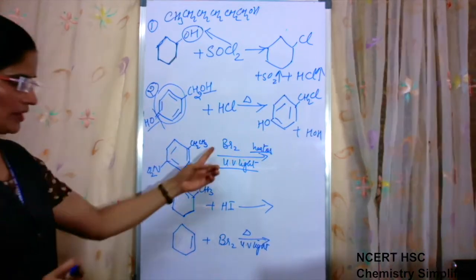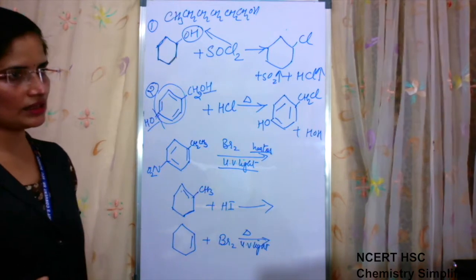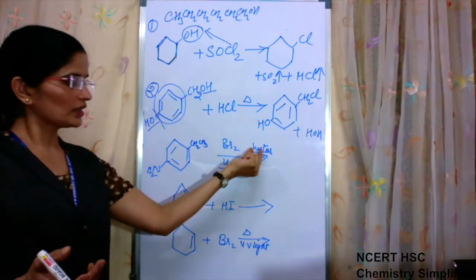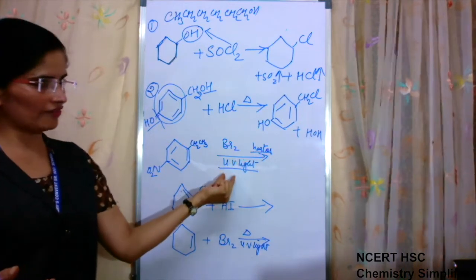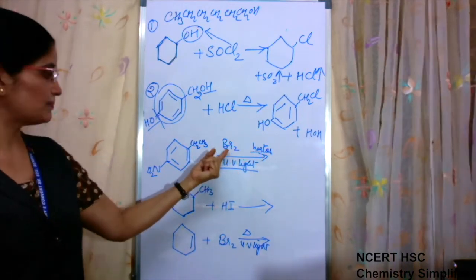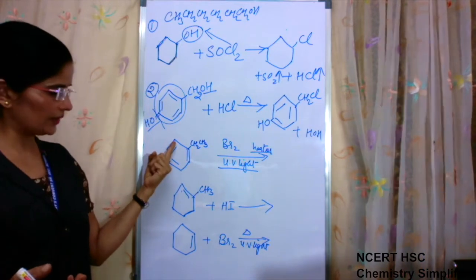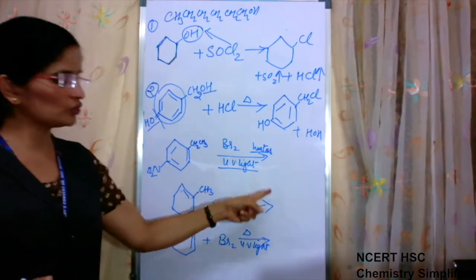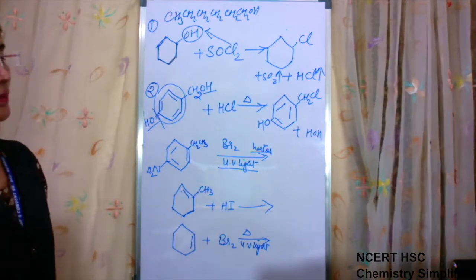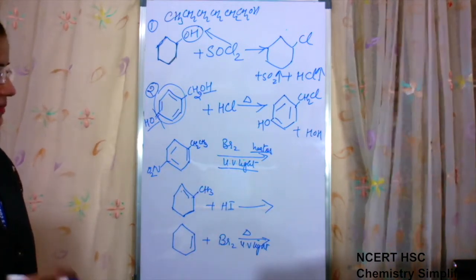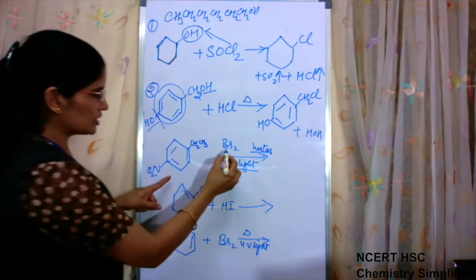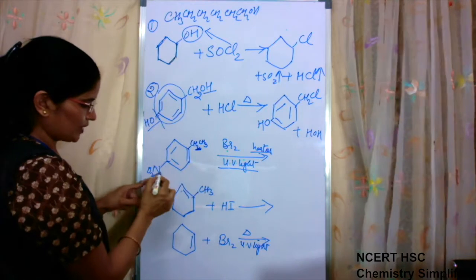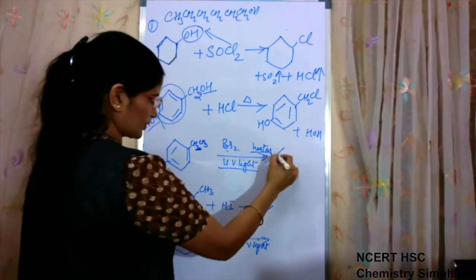Okay. Then if Br2 is present with a benzene ring, in dark or cold with FeCl3, then substitution takes place on the benzene ring. Okay? But if the same bromine or chlorine is present in the presence of UV light, then in that case benzylic halogenation takes place. Okay? So this halogen will be replacing this hydrogen. This is benzylic. NO2 will have no effect on it.